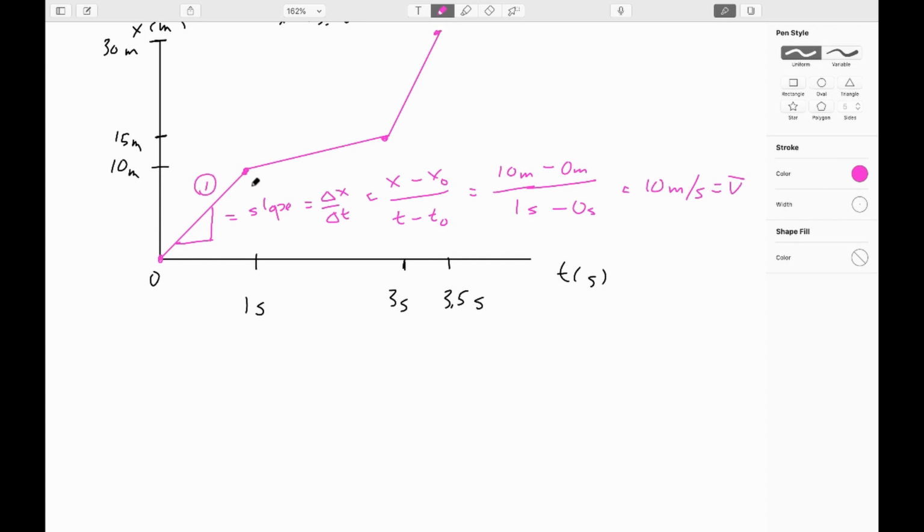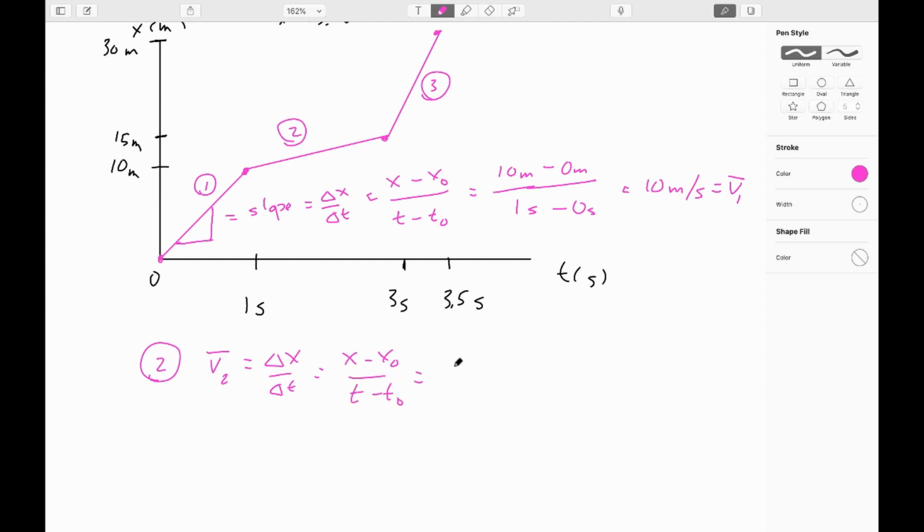So that's for time interval 1. We'll even say V1 bar like that, just keep it straight. We'll call that time interval 2. This is time interval 3. So for time interval 2, V2 bar would be, again, delta x over delta t, which is, again, x minus x initial over t minus t initial.